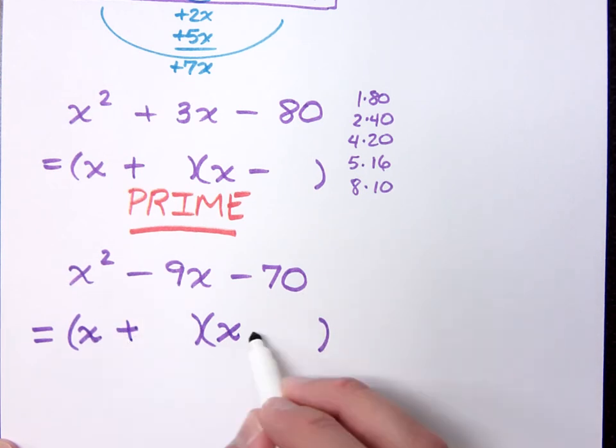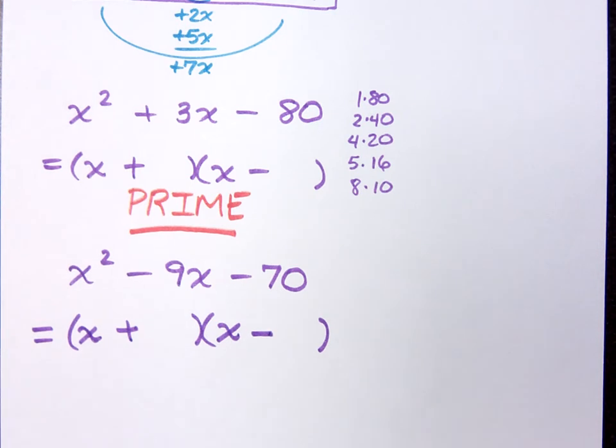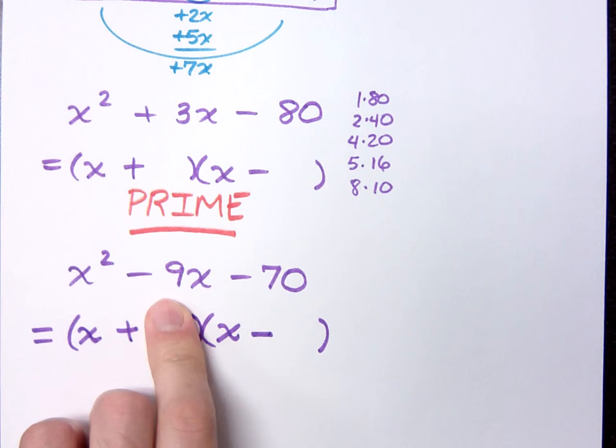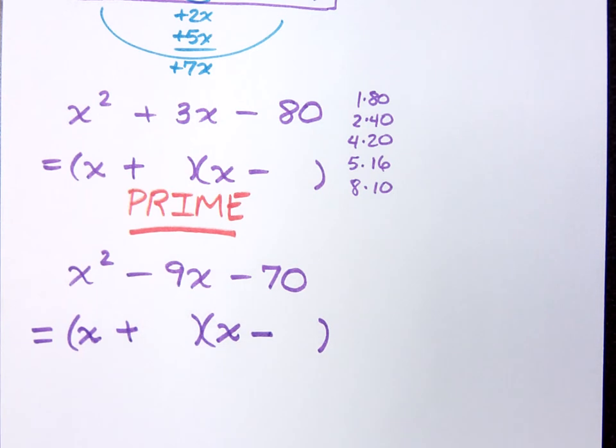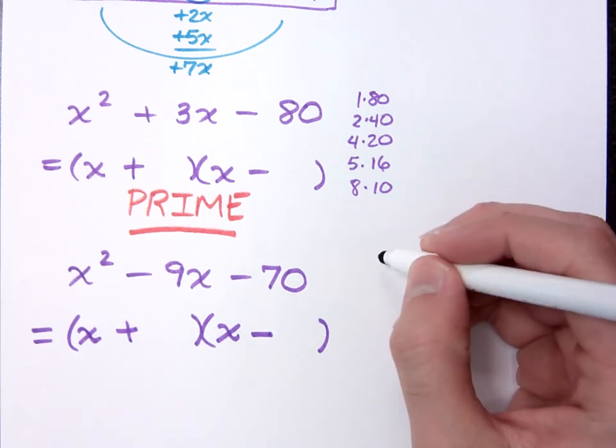One positive, one negative. Now, how can you combine a positive and a negative to get a negative 9 when you're adding? Negative's got to be bigger. The negative is going to have to be the larger of the two factors. So let's see if we can figure this out. How can I break down 70? If you're not sure, you go through this systematically.